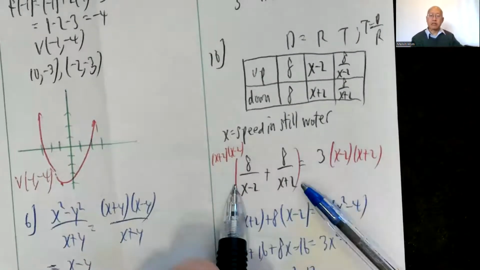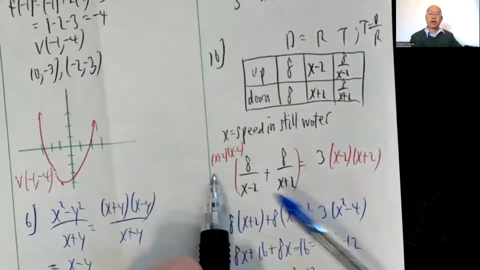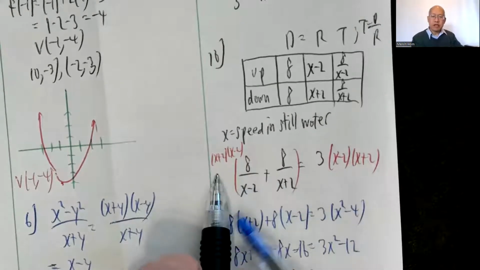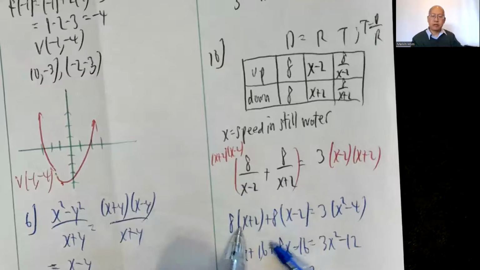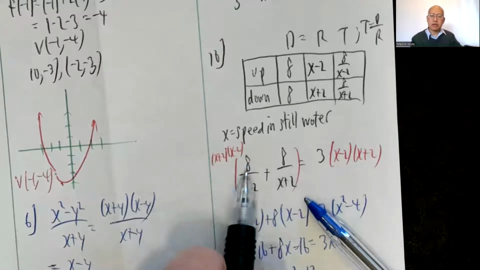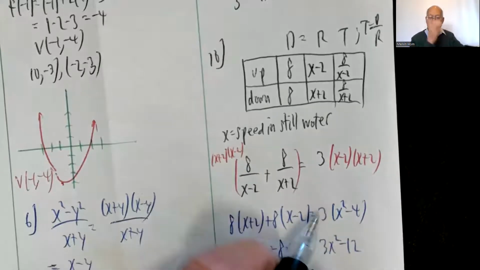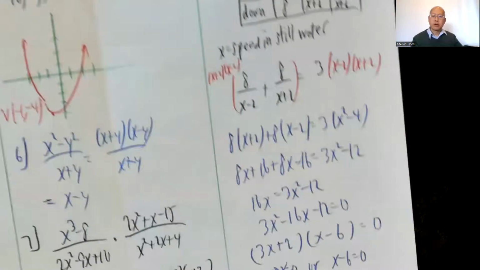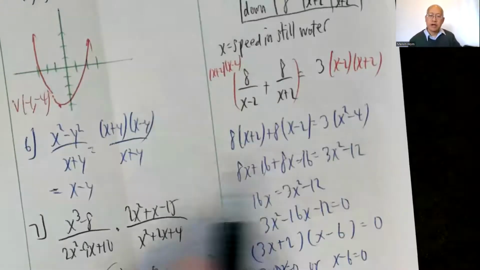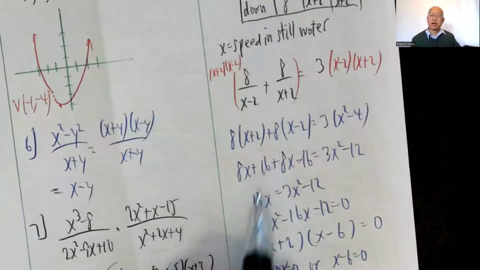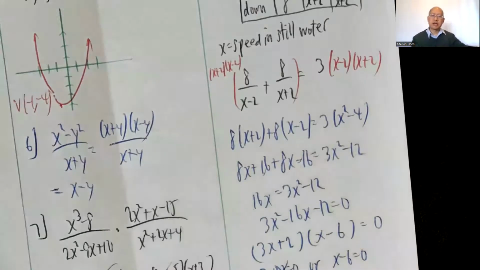I don't like these fractions, so multiply both sides by the common denominator, which is x plus 2, x minus 2. Here, x minus 2 cancels out, so you have 8 times x plus 2. Here, when you multiply these two by this fraction, x plus 2 cancels out, so I have 8 times x minus 2. Here, this comes out to be 3 times x squared minus 4. Distribute, that's 3x squared minus 12. This is 8x plus 16 plus 8x minus 16. 16s cancel out. So the left side just becomes 16x.